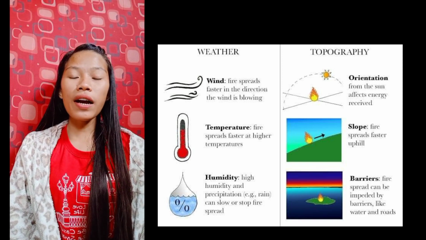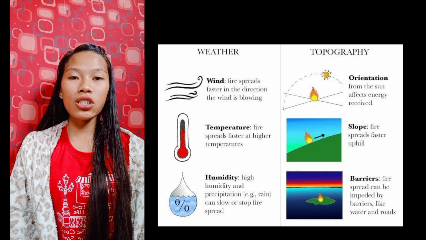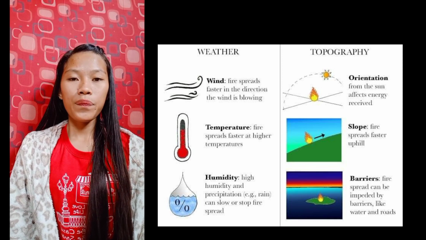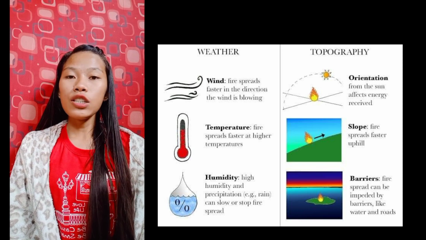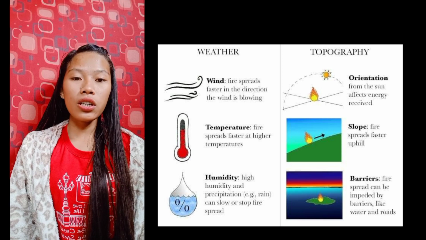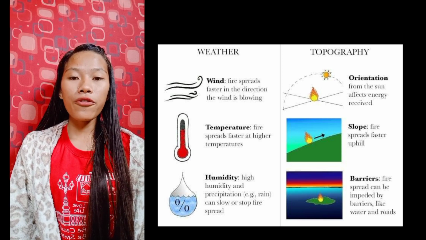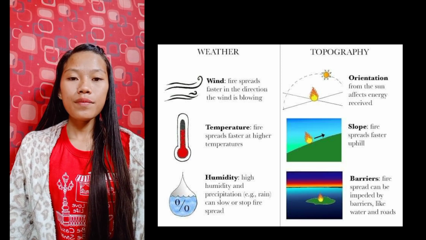In wind, fire spreads faster in the direction the wind is blowing. In temperature, fire spreads faster at high temperature. And humidity and precipitation can slow or stop fire spread.